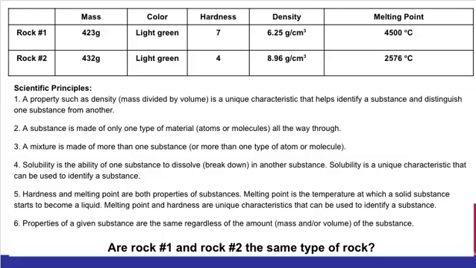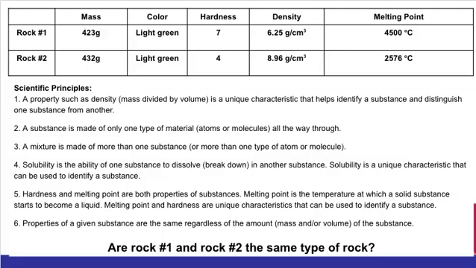Well, let's look down below. We really need to consult the scientific principles. A property such as density, which is mass divided by volume, is a unique characteristic that helps identify a substance and distinguish one substance from another. So it is unique. If I look at the rocks, they have different densities. So I already know right now that rock 1 and rock 2 are not the same.